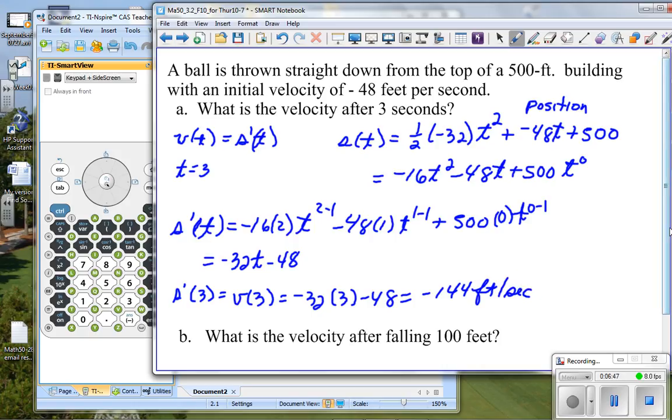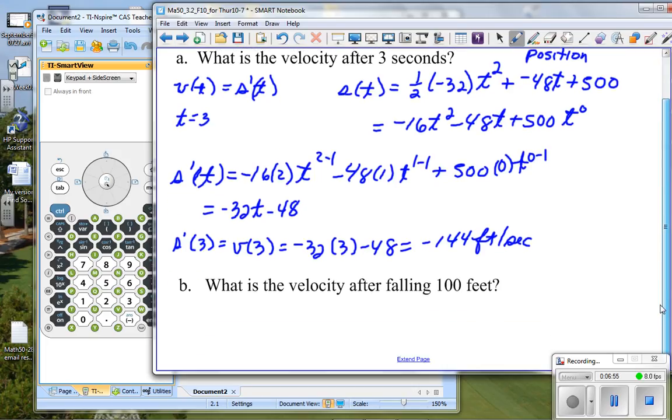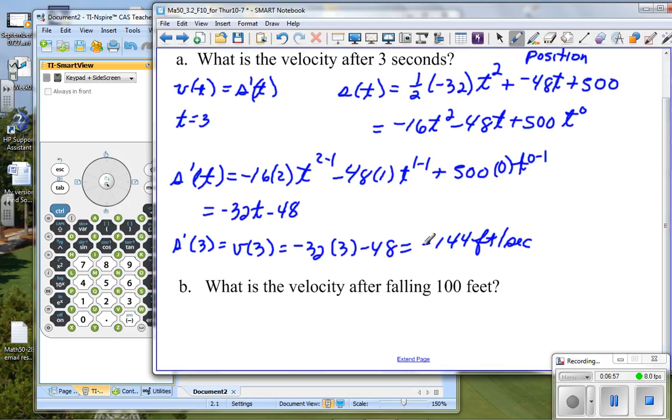Okay. So what's the velocity? This ball is traveling negative 144 feet per second as it is dropping down. And the negative tells me that it is falling. Now, what is the velocity after falling 100 feet? We have to think about this.